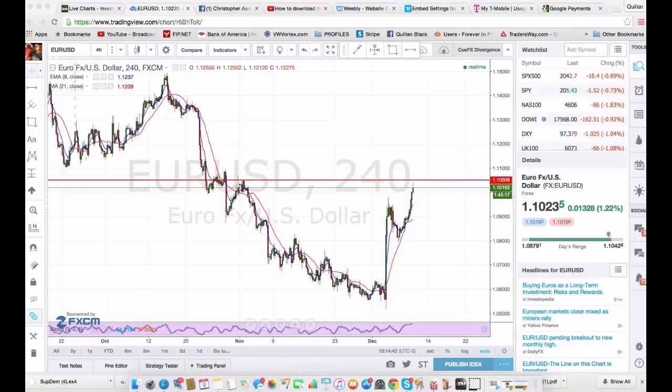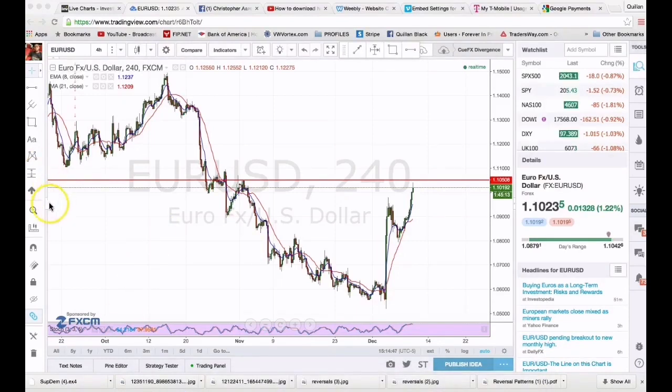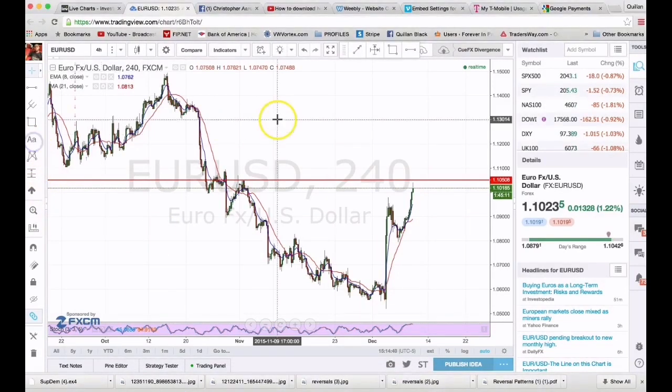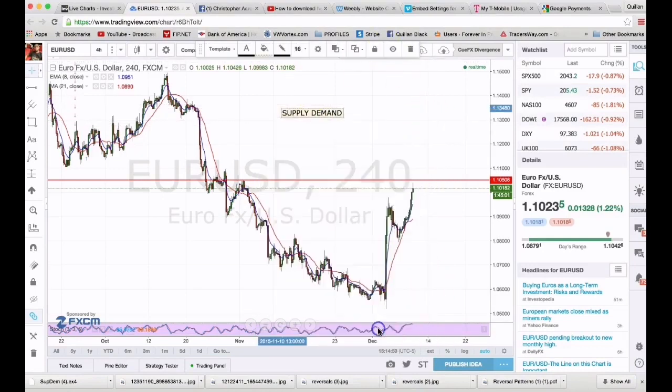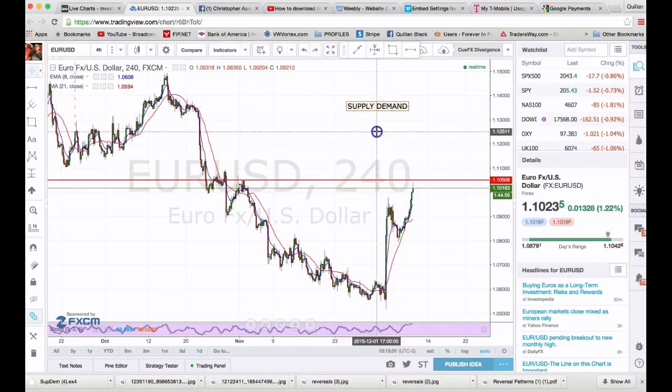What's going on, everybody? Okay, so in this video, we're going to talk about supply and demand. And let me just write it right here. This is going to be basically how to draw supply and demand zones and how it could benefit you when identifying reversal points inside the market. Supply and demand. Now, as you can see, the market pushed up a bit more from the last video that I showed you guys. It was trying to push up to the next resistance point, which was right here.